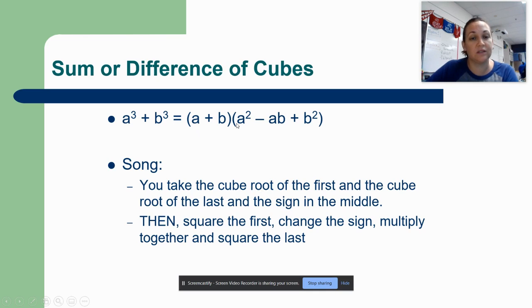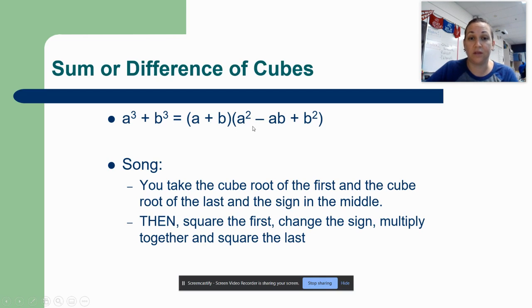The first sentence is talking about how to get the first parentheses. When you hit the word then, that's when you start the second parentheses. We're going to get the second parentheses from the first parentheses, so we're not going to go back to the original problem. When it says square the first, it's talking about taking this a and squaring it. So a squared. Change the sign.